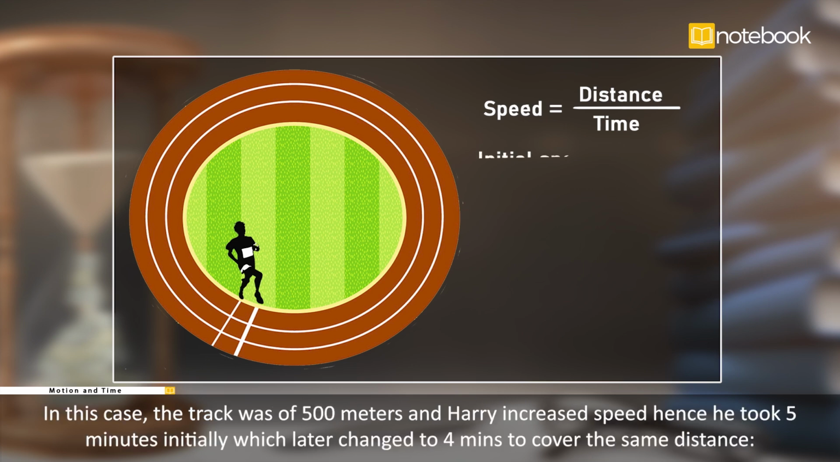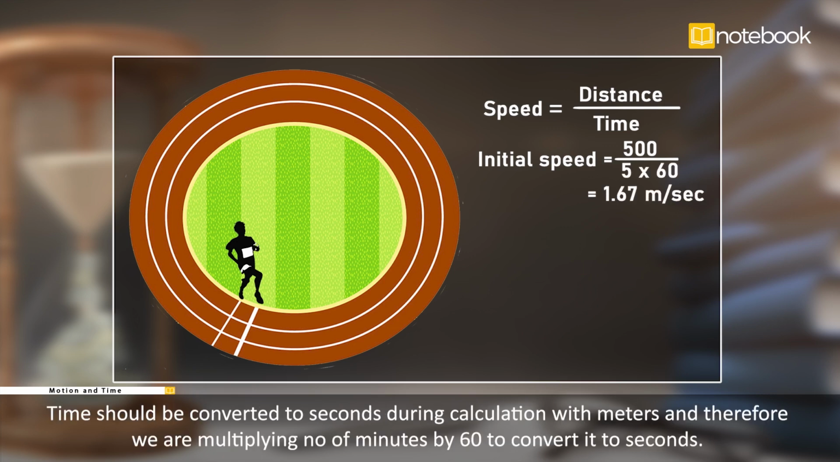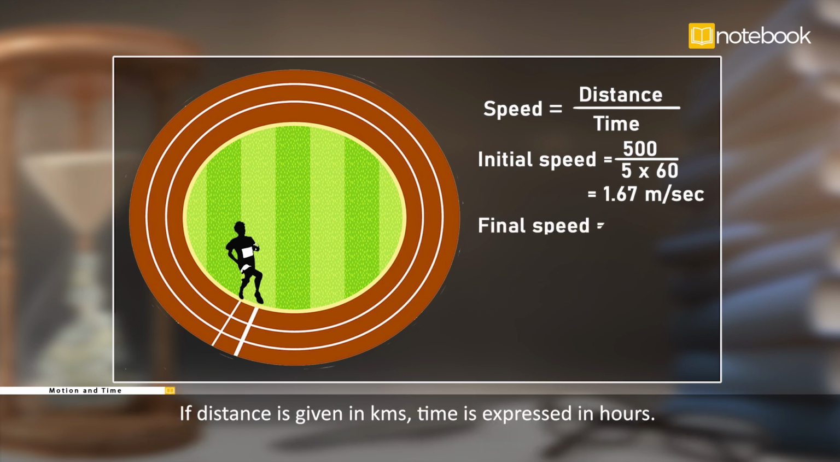In this case, the track was of 500 meters and Harry increased speed, hence he took 5 minutes initially, which later changed to 4 minutes to cover the same distance. So initial speed was 500 divided by 5 into 60, which is equal to 1.67 meters per second. Time should be converted to seconds during calculation with meters, and therefore we are multiplying the number of minutes by 60 to convert it to seconds. If distance is given in kilometers, time is expressed in hours.